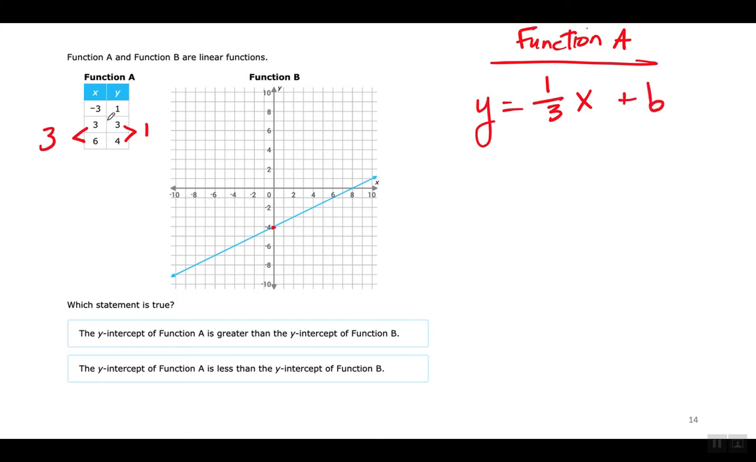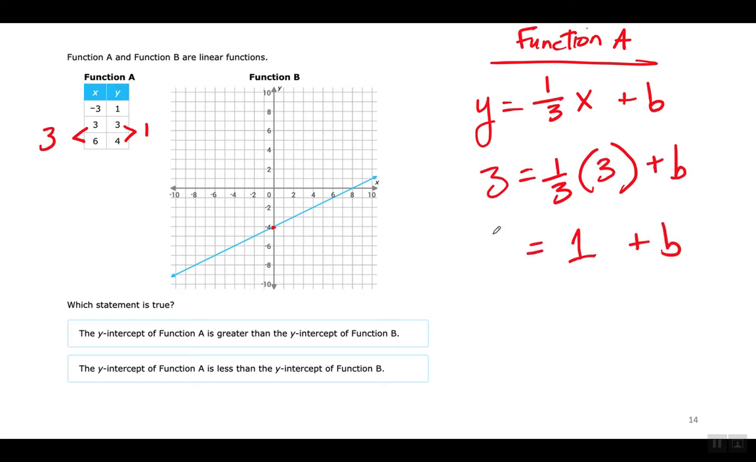Now let's substitute 3 and 3 for X and Y in order to solve for the Y-intercept. When you multiply this, you're going to get 3 over 3, which equals 1. Cuando se multiplica esto, te da 3 sobre 3, que es igual a 1. Now just move the 1 to the left by subtracting, and you're going to get b equals 2.